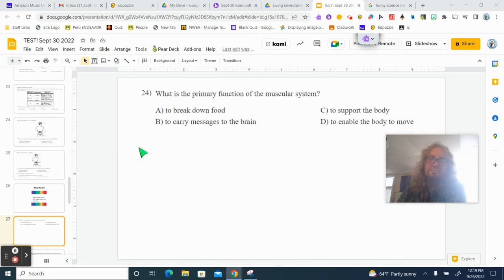Let's end strong. What is the primary function of the muscular system? Is it A, to break down food, B, to carry messages to the brain, C, to support the body, or D, to enable the body to move?